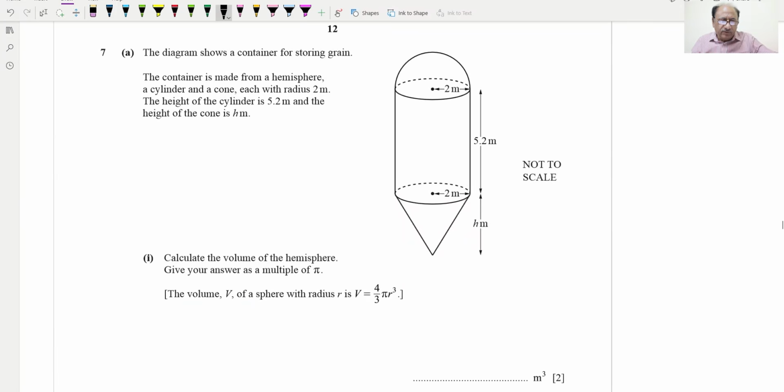Now question number 7, part A says the diagram shows a container for storing grains, and a diagram is provided which is not to scale. The container is made from a hemisphere. This portion is the hemisphere, which we can say is half of the sphere. Then a cylinder and a cone. The cylinder is this one, this is the cylinder portion.